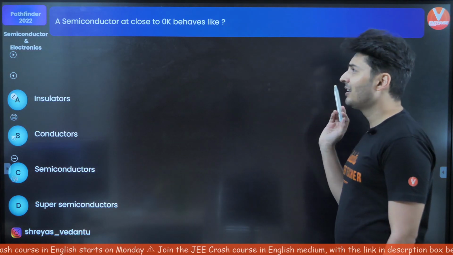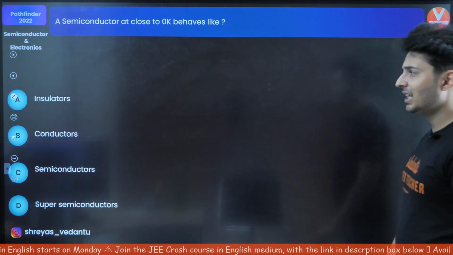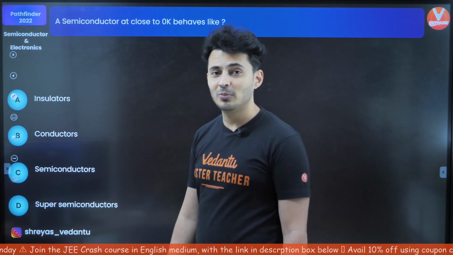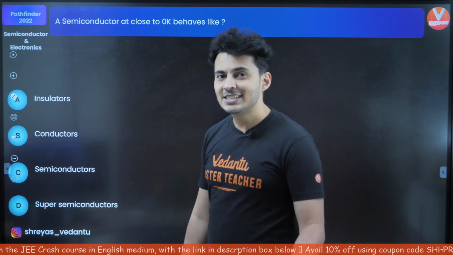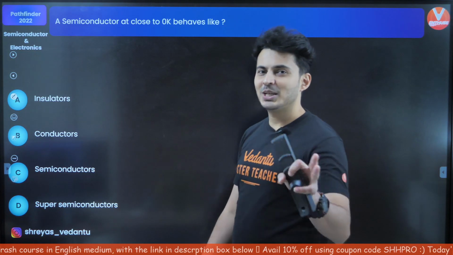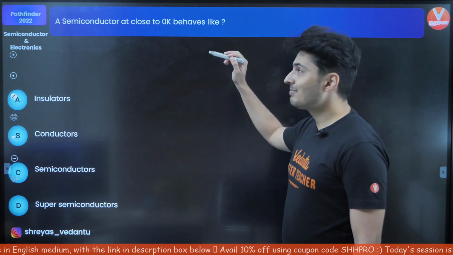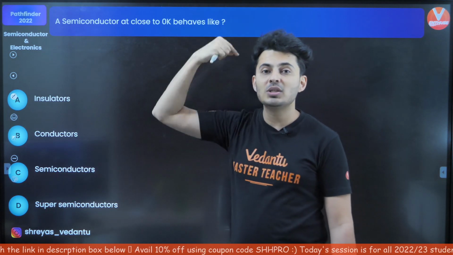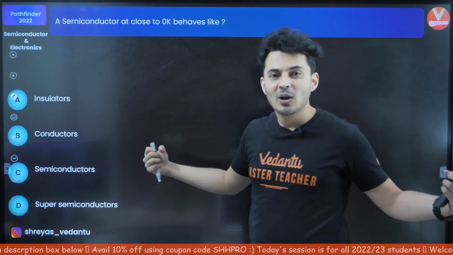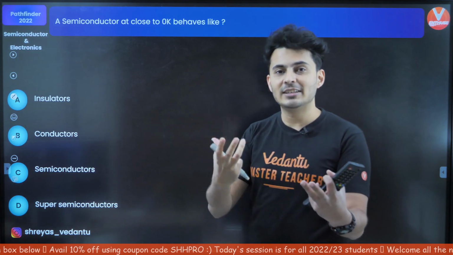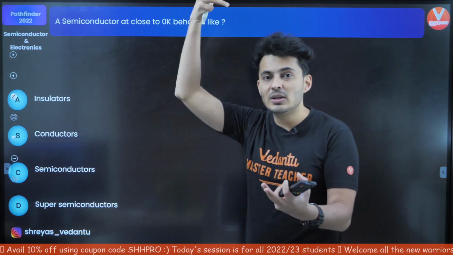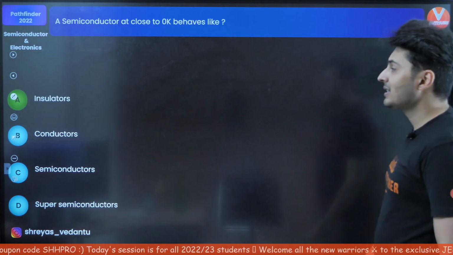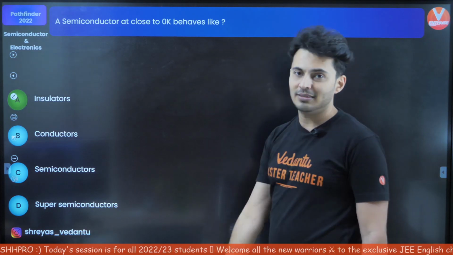A semiconductor close to 0 Kelvin behaves like insulator, conductors, semiconductors, superconductors. Okay, superconductors is just there to confuse you. This is very obvious now. 0 Kelvin means very low thermal energy. The electrons will not be able to jump because of the lack of the excitation provided by the temperature. So the electrons will not be able to jump to conduction, they will remain in the valence band, and hence the answer will be insulators.